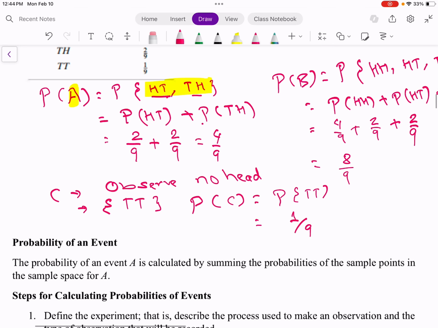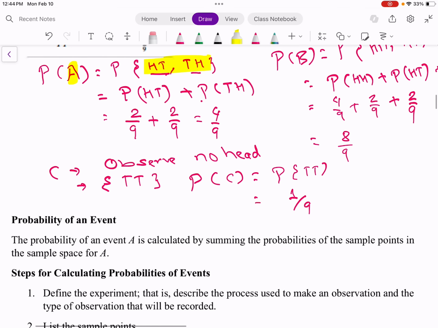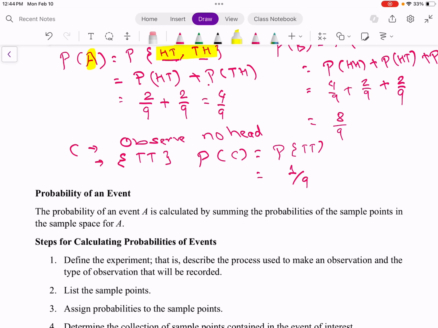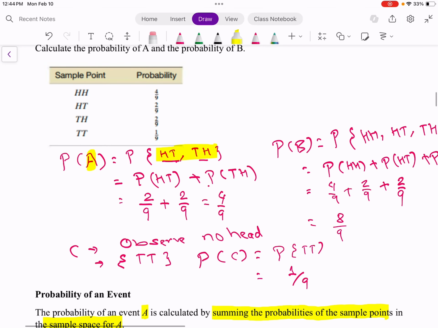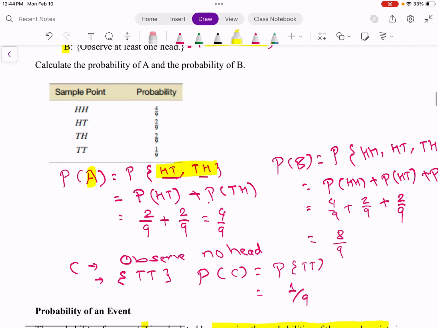Okay, does anyone have any question here? Okay, now we already did an example. Now we have a definition of the probability of an event here. The probability of an event A is calculated by summing the probabilities of the sample points in the event A. Okay, so here this is our event A, and the probability of our event A is the sum of the probabilities of getting each sample point. So every time you are finding the probability of an event, you make a list of the sample points for that event, then you add the probability of getting each sample point in that event, okay, like here.